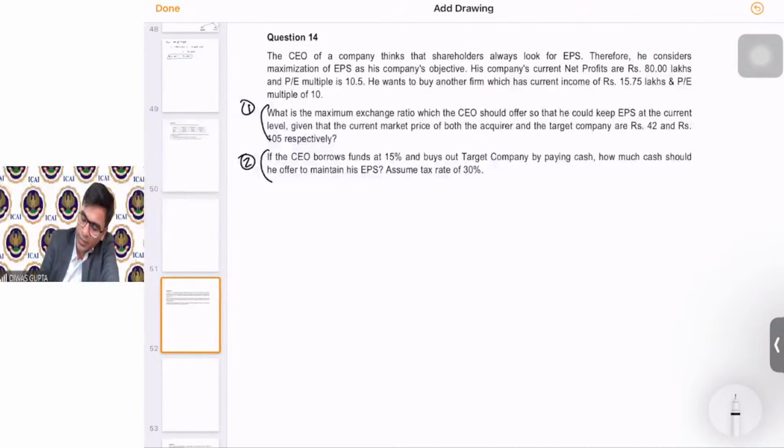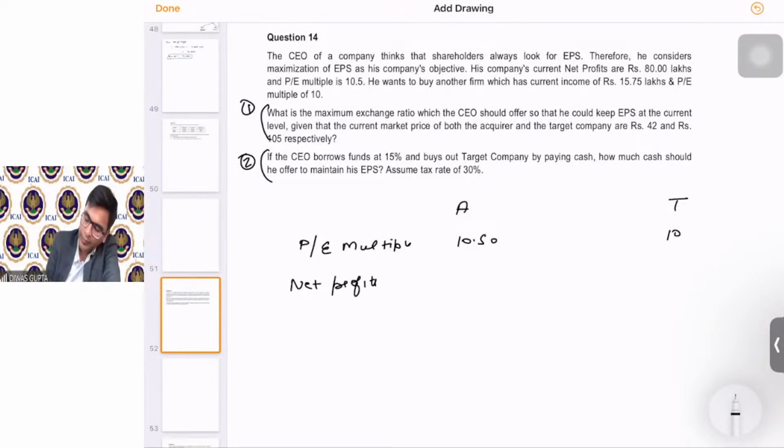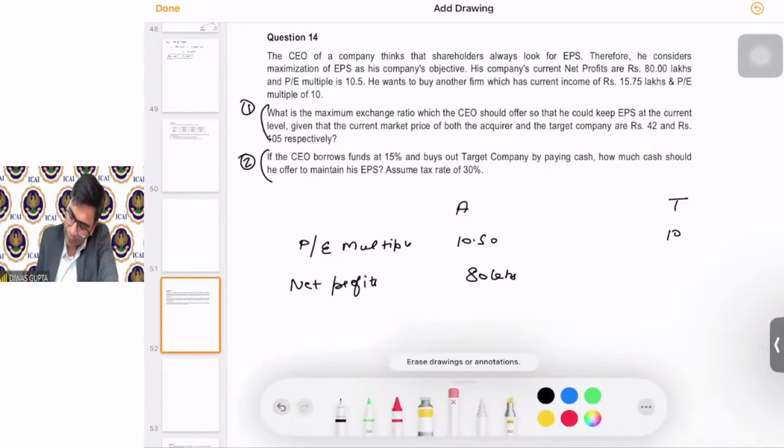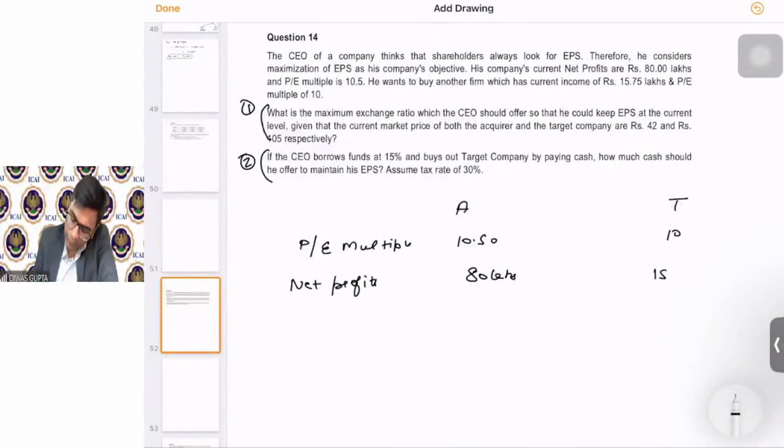So let's first of all organize this question. So this is the acquiring company, this is the target company, okay? PE multiple is 10.50 here and 10 here. Net profits is given as 80 lakhs and here it is given as 15.75 lakhs. Okay. Then market price per share is also given to us, which is 42 and 105.